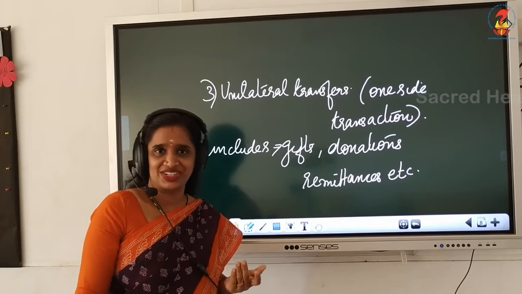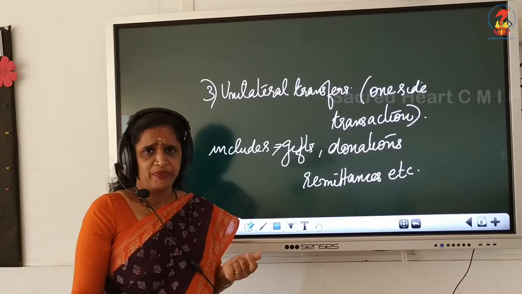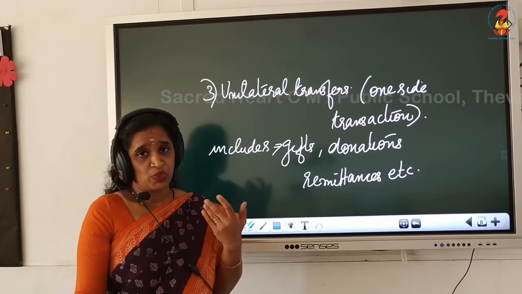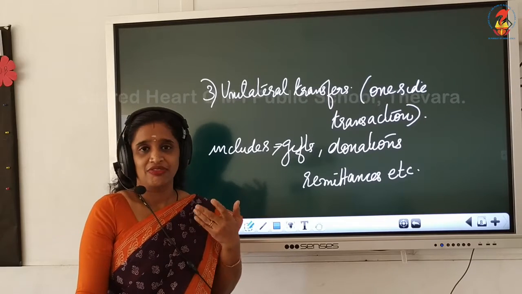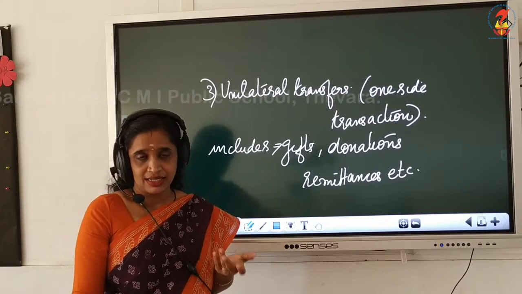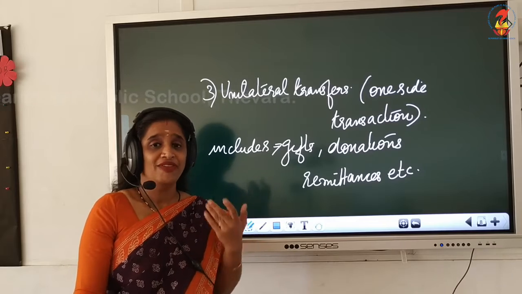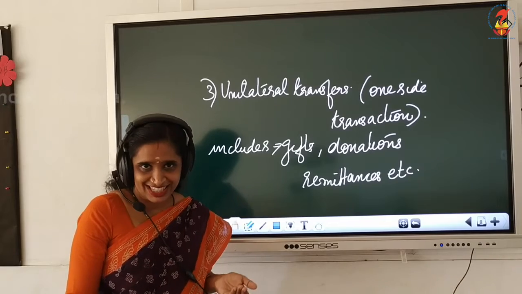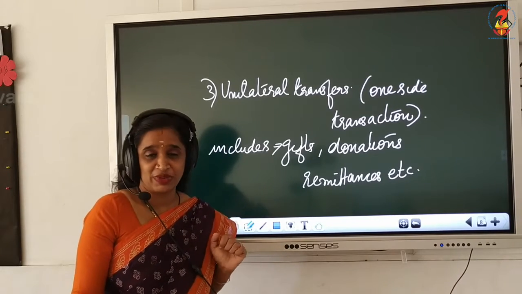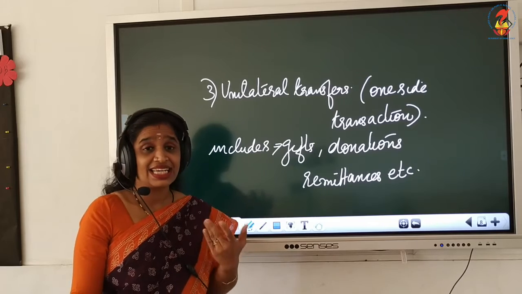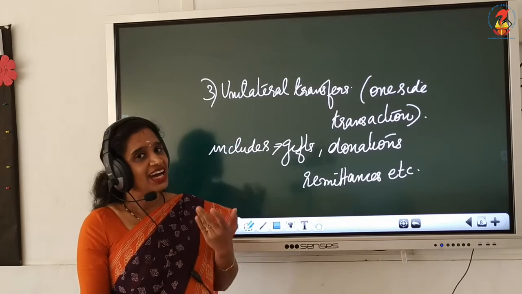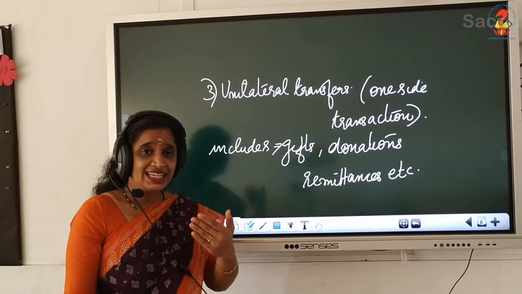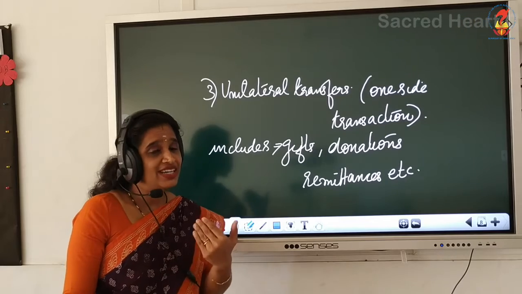Now, gifts and donations. As I told you, for example, in the case of natural calamities, now you know Kerala experienced natural disasters like flood and landslide. In all these cases, we got financial assistance from foreign countries. That is an example of unilateral transfer. The donation, the financial assistance, the grant in aid that we are getting from other countries is an example of unilateral transfers. It is known as a unilateral transfer or a one-sided transaction.